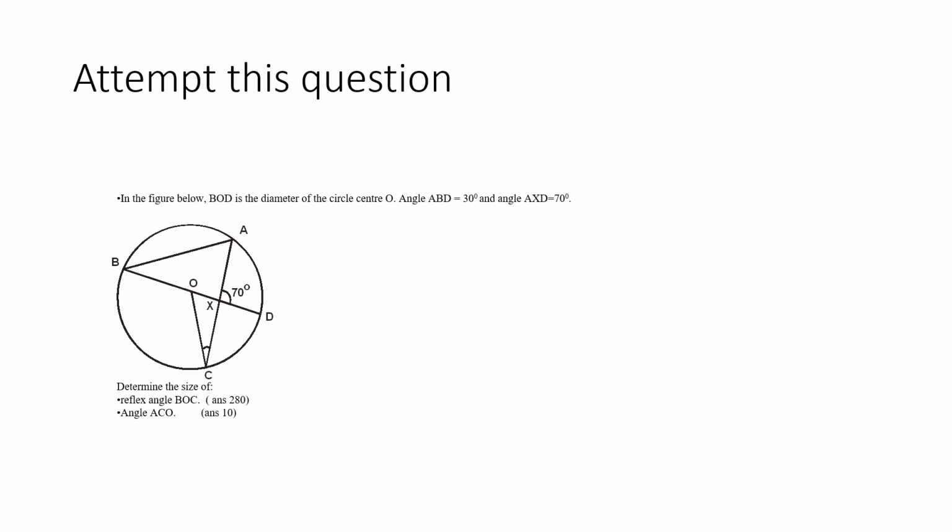The second part, we are supposed to get angle ACO. If you look at angle X on this other side, it's going to be 70. And already you know the other angle, angle COD is 100. So meaning 70 plus 100, you get what? 170. Then 180, you subtract 170, you get 10. So that means angle ACO is 10.